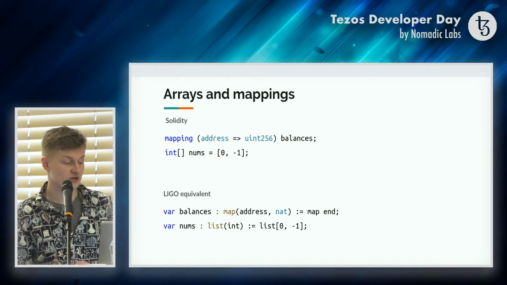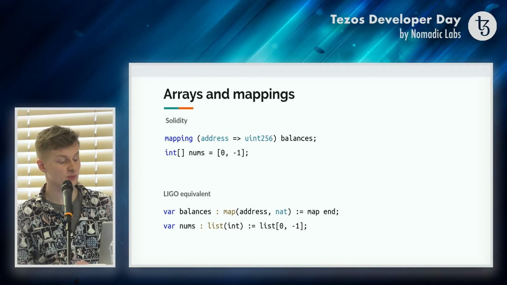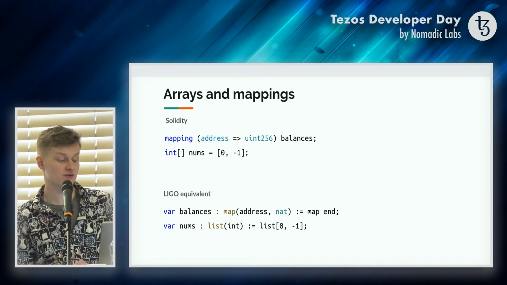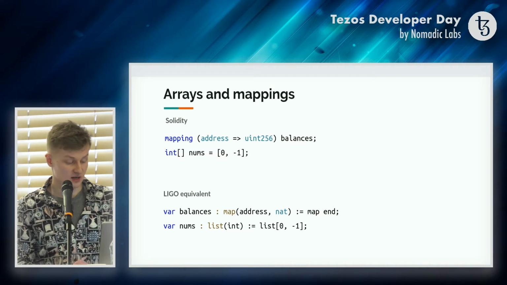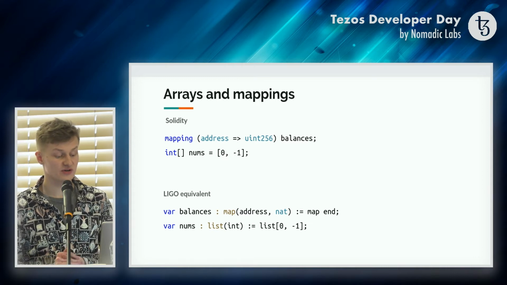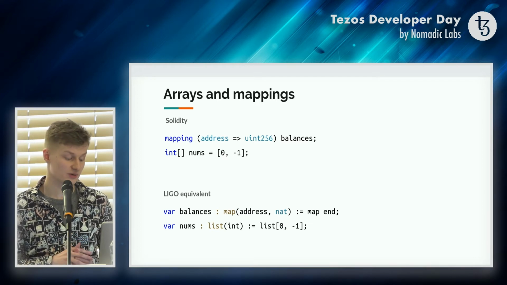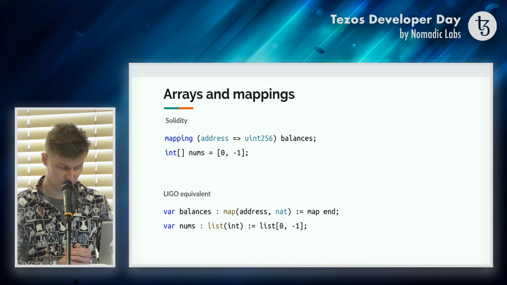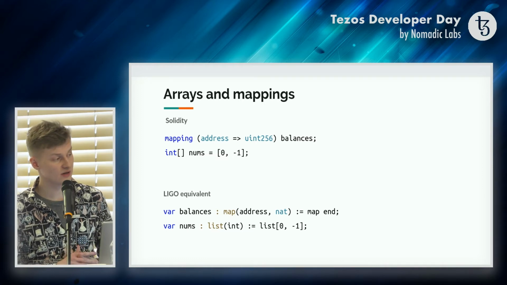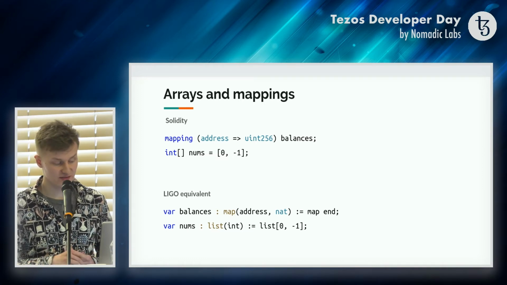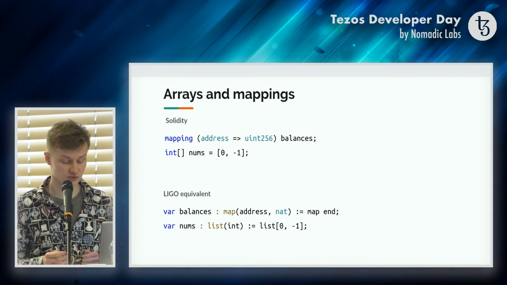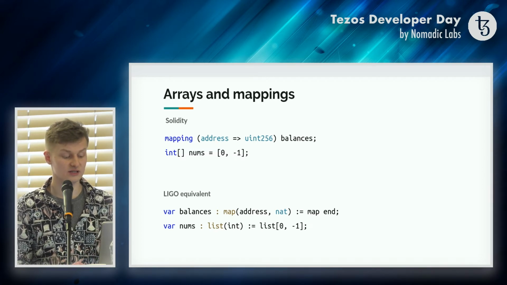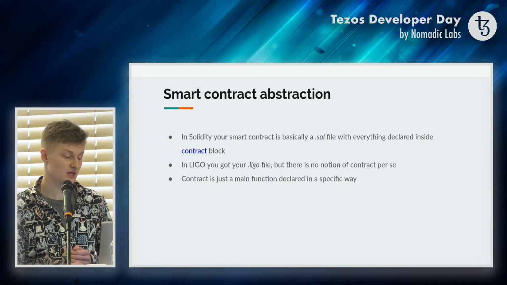You have similar constructions to mappings and arrays. So you can compare them. You have mapping from address to uint256 in Solidity, and the same thing in LIGO. But it maps address to nat, its natural number. The same thing with arrays is roughly translated like this. You see in LIGO var nums list, and then you specify type. And after that, you declare your list right in this place.